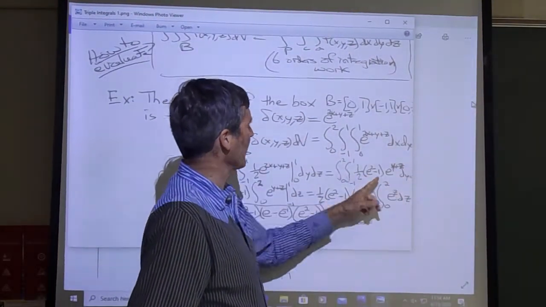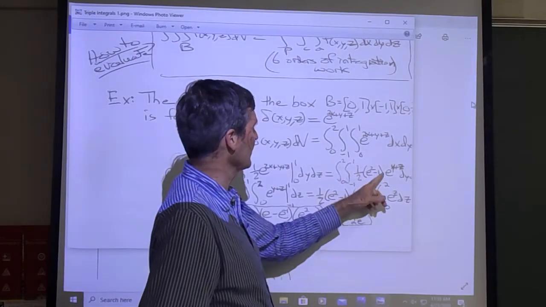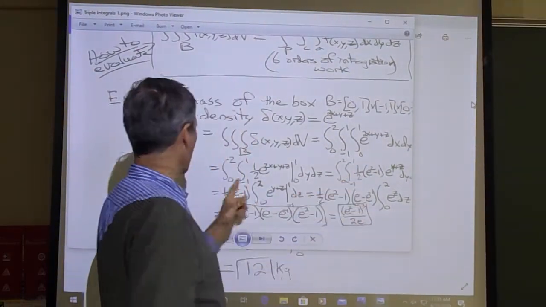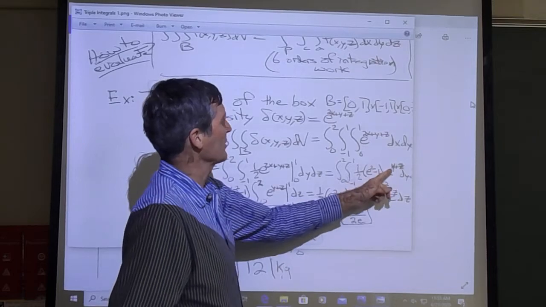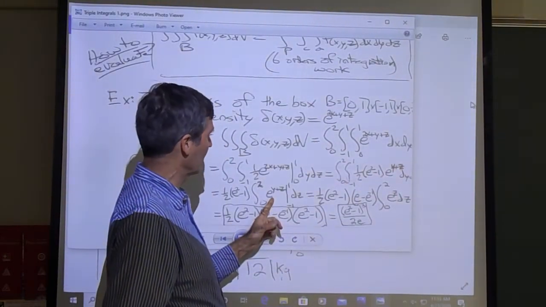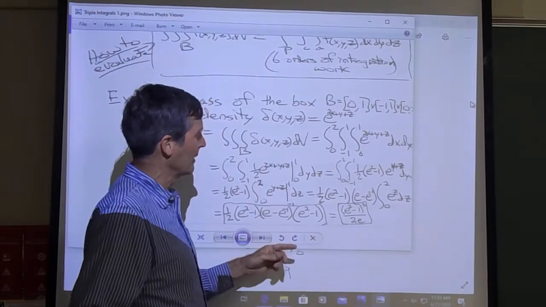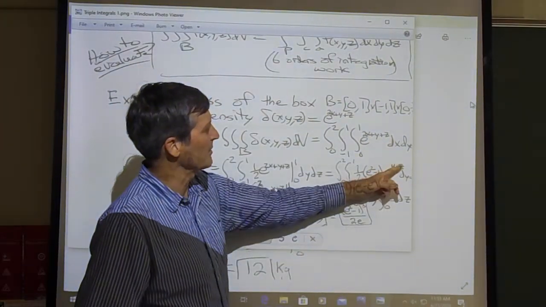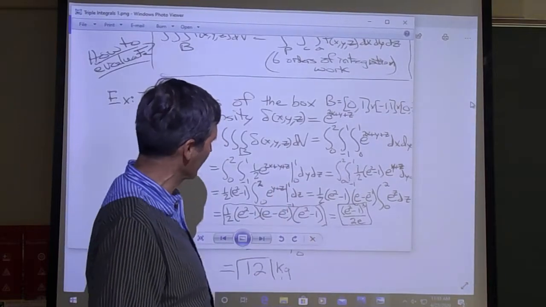You integrate that with respect to y and get, well, this is just a constant. You can pull it out. And e to the y plus z integrated, treating just z as a constant, becomes, well, integral e to the y is e to the y. And so I think that this is e to the y times e to the z, and integral e to the y is e to the y.